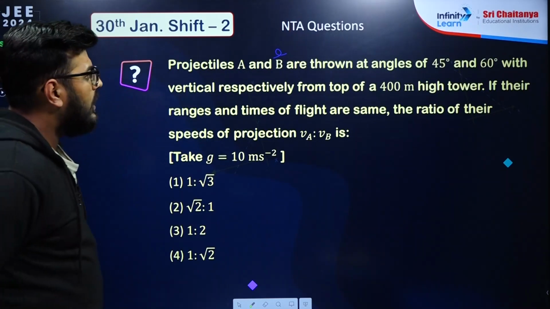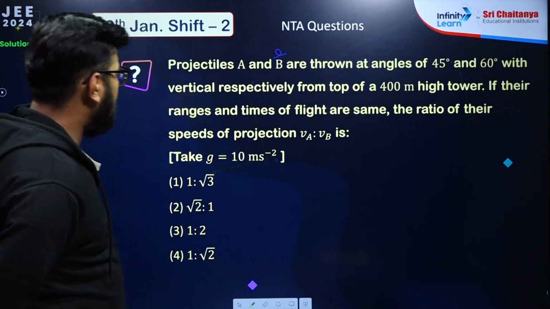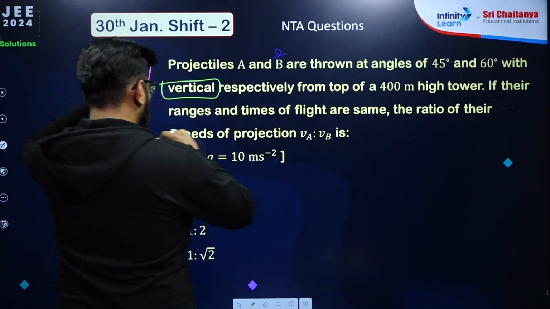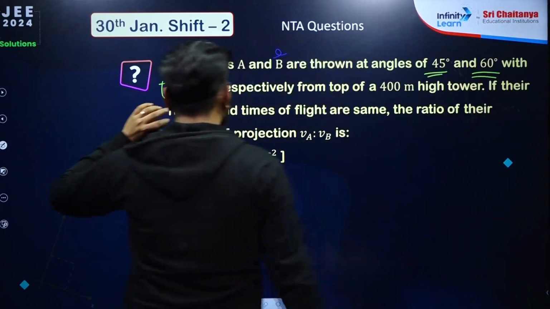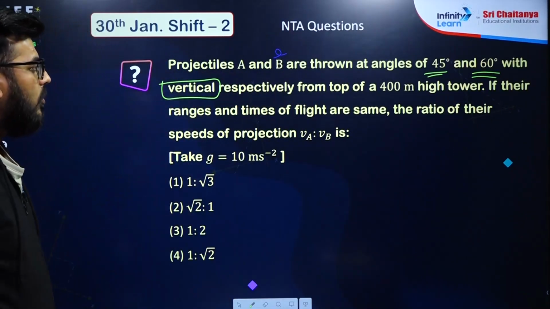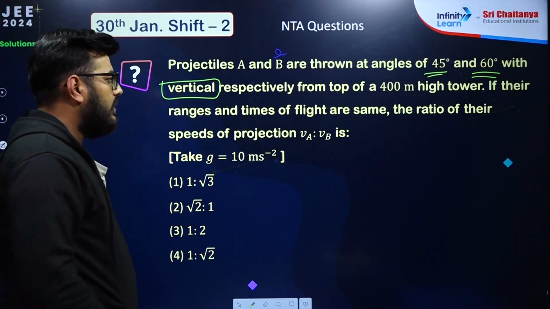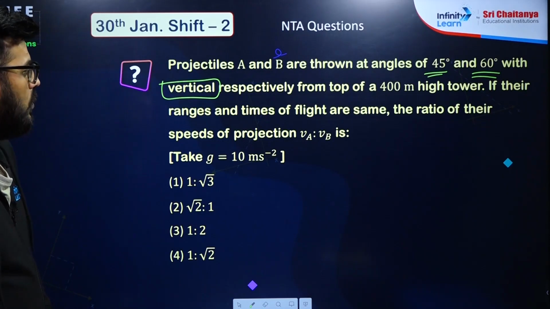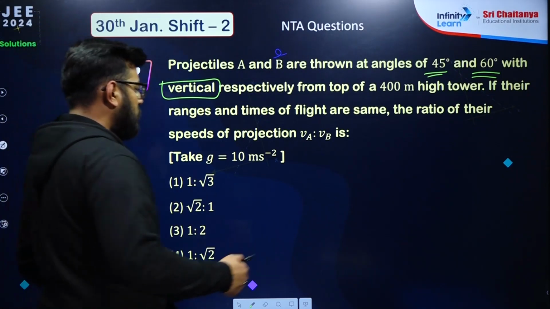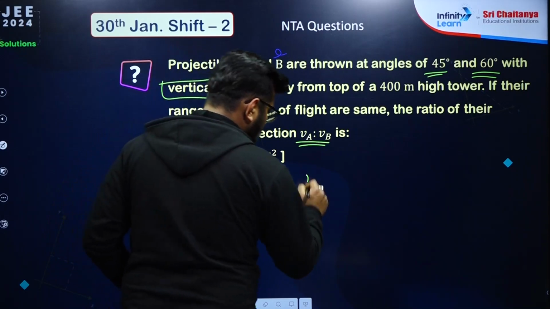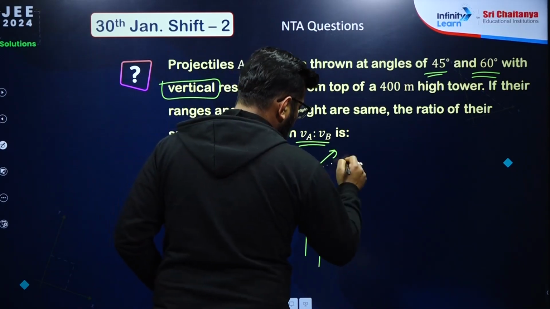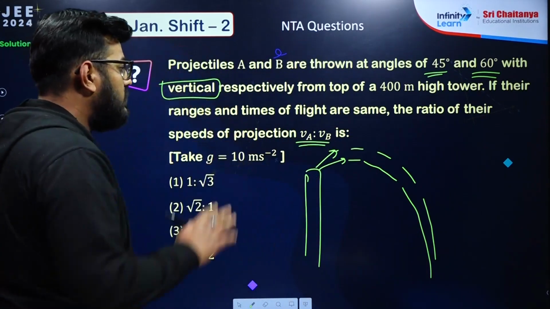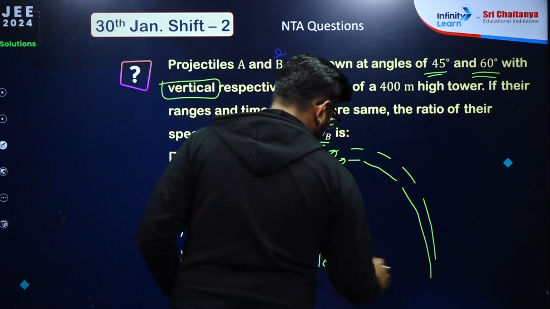Projectile A and B are thrown at an angle 45 degree and 60 degree with vertical respectively. With vertical, this is a keyword over here. This you should not forget, from 45 to 60 respectively, from top of a 400-meter high tower. If their ranges and times of flight are same, the ratio of their speed of projection VA is to VB is. Simple process, you are just throwing from a particular height at two different angles, and the time and the range, they are same.